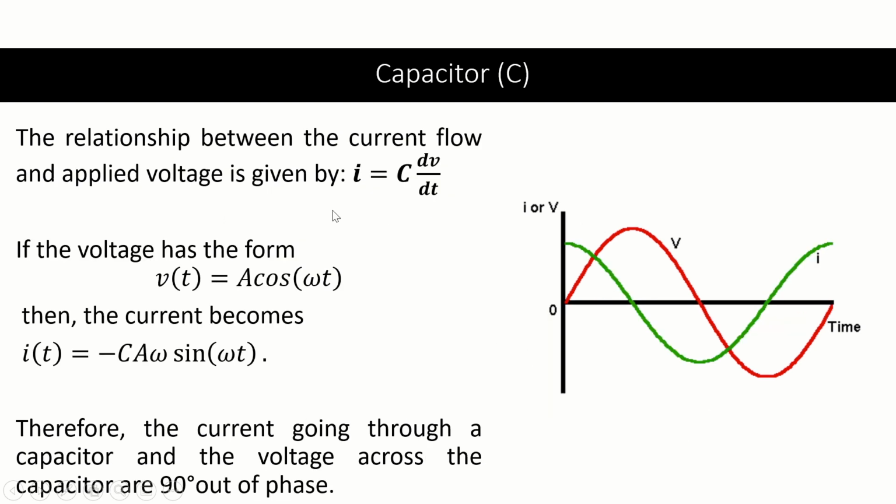However, if we consider that the relationship between the current flow and applied voltage in a capacitor is given by this expression, if the voltage has the form of a cosine graph, the current at the capacitor will be described by a sine graph. Therefore, the current going through a capacitor and the voltage across the capacitor are 90 degrees out of phase, as seen in this graph right here, in which the voltage is described by the red line and the current is described by the green one.